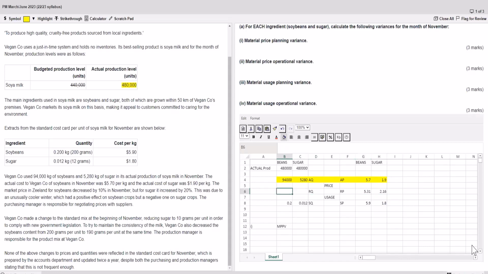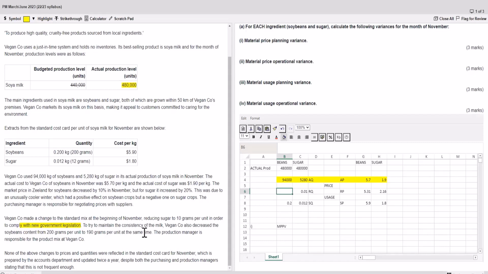Your revised quantities are down here. It said vegan has made a change to the standard mix at the beginning of November, reducing sugar to 10 kilograms per unit. So it's reduced that to 0.01. Make sure you put it in the same way. So 10 grams, which is 0.01 kilograms. And to comply with government legislation, that's pretty important for the written bit. Let's just highlight that bit.